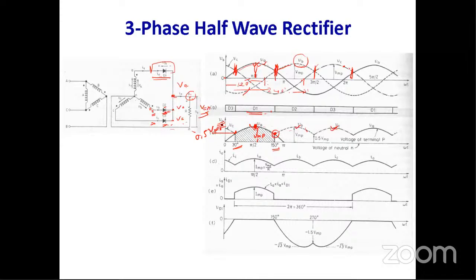Similarly, this is a resistive load. After finding the output voltage waveform across the load, you automatically get the output current waveform, because output current and output voltage are more or less similar waveforms, the only difference being in magnitude. Because I0 is equal to V0 by R.